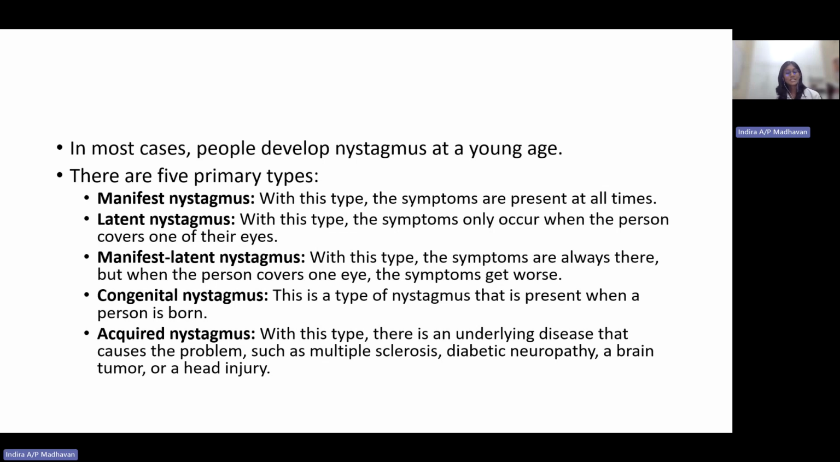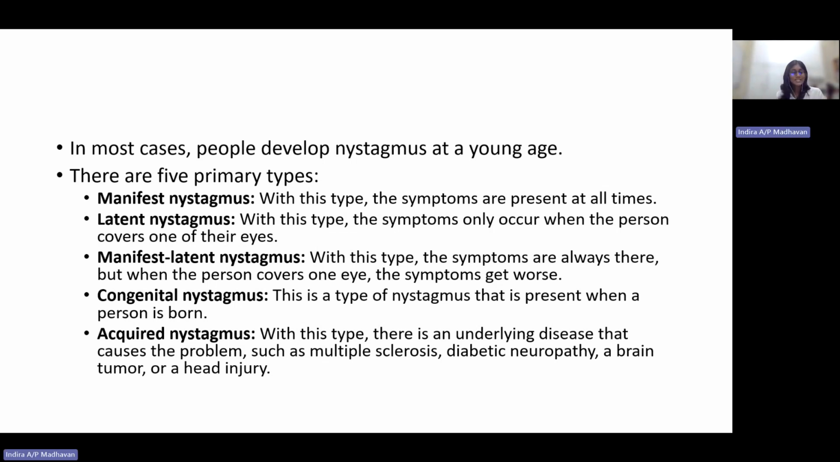The third one is manifest latent nystagmus. With this type, the symptoms are always there, but when the person covers one eye, the symptoms get worse. There will be nystagmus, but the magnitude will increase, or the patient will have more dizziness when one of the eyes is covered.